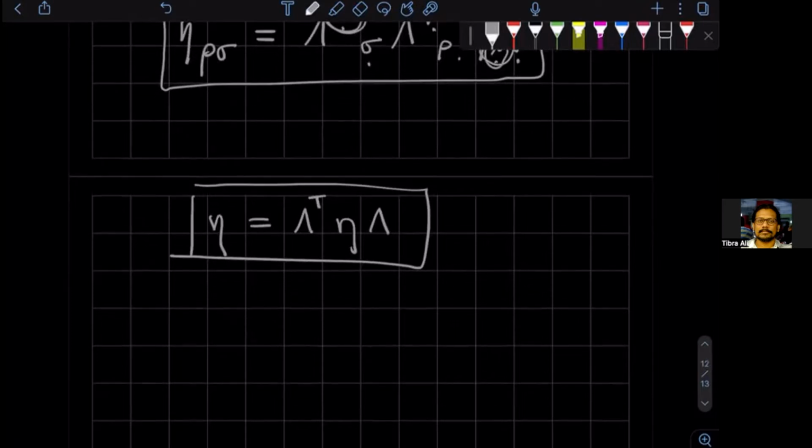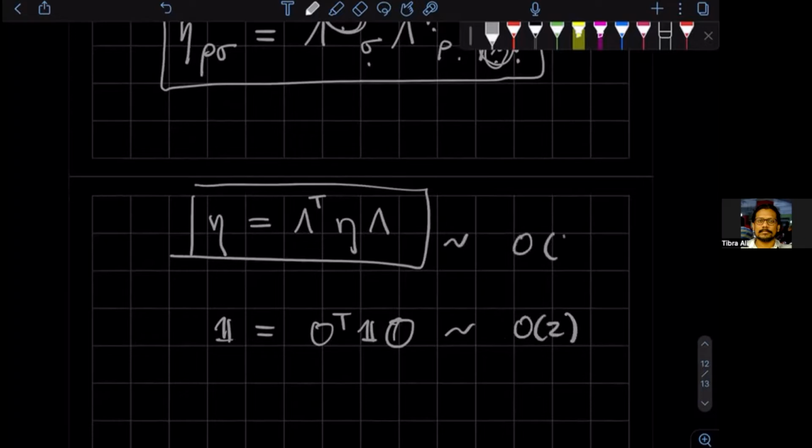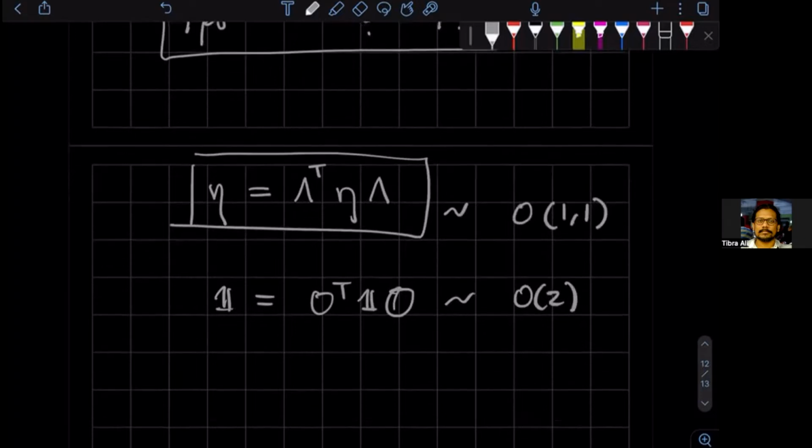This is analogous to the SO2 matrices that we saw, where instead of this eta matrix, we had an identity matrix. So this was basically O2. Okay, how's that? This was the definition of O2. And this is the definition then of O1,1. Okay. So these are orthogonal matrices.